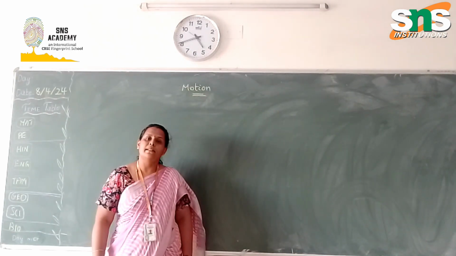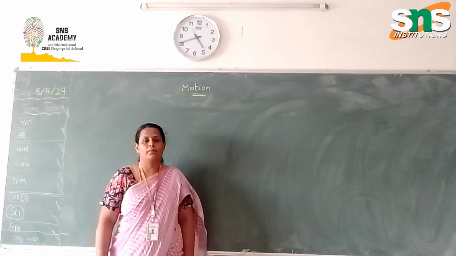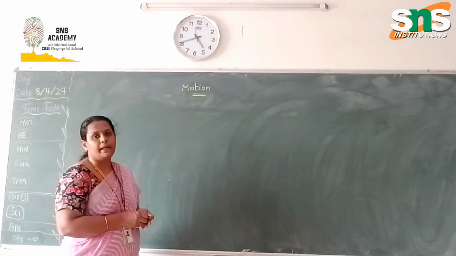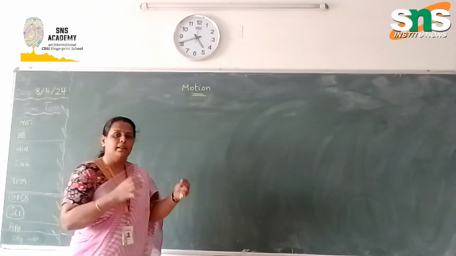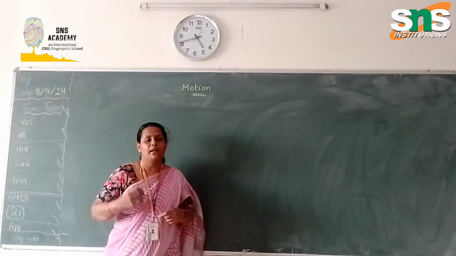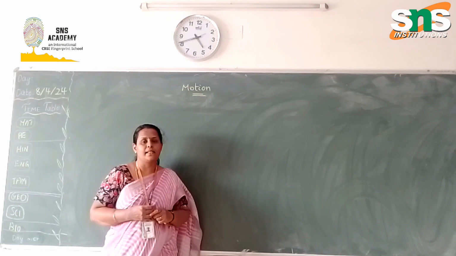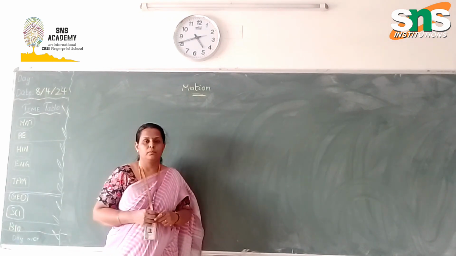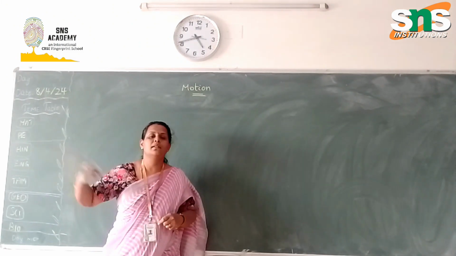Yes, speed is the distance travelled per unit time. Very good. What do you mean by speed? It's the distance travelled per unit time. In 20 minutes, how much distance is covered by an object? In 20 minutes, how much distance is covered by the car? How much distance will the rocket cover to reach space?